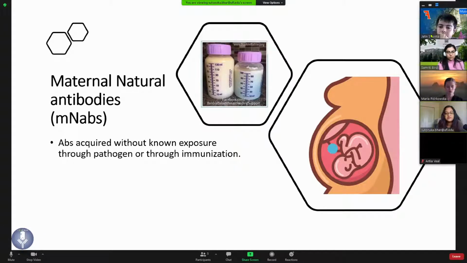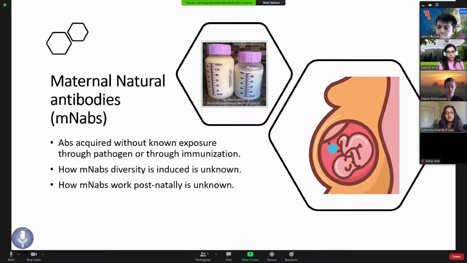How the mNAb diversity is induced is unknown, and how mNAbs work postnatally, that is via milk, is still unknown. When I say milk, I mean breast milk or breastfeeding. It has been seen that breastfeeding can reduce overall rates of diarrhea and mortality in the developing countries, but the mechanisms behind it are not yet researched or not very clear.